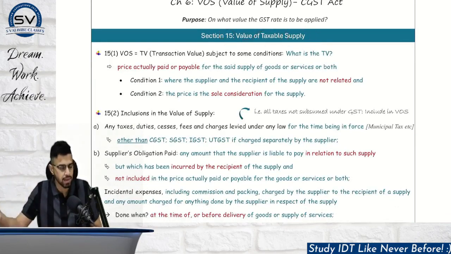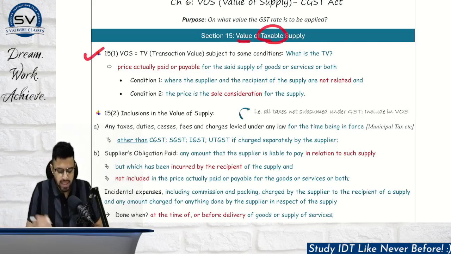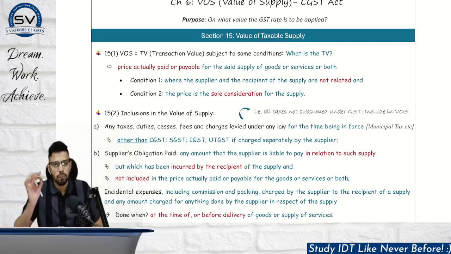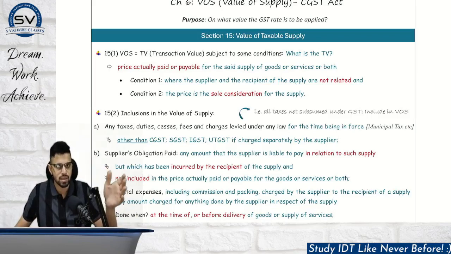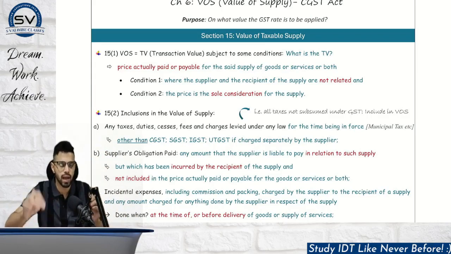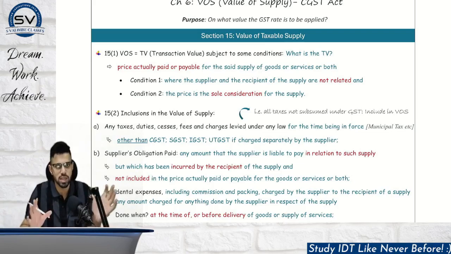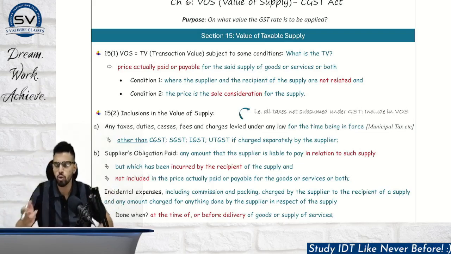Obviously if the supply is exempt, then we are not going to value it. So value of taxable supply. Section 15 subsection 1. Basic, if I ask you what very primary question, that what should be the value of supply, what will you say? That sir, the price which the recipient is paying to the supplier will be the value of supply. For example, I am selling my class, I am charging you, let's say 5,000 rupees for GST class. Then on what value I am going to charge GST?